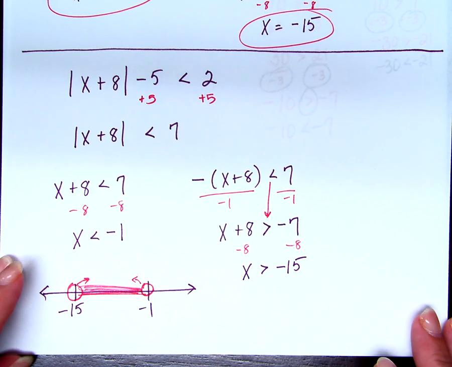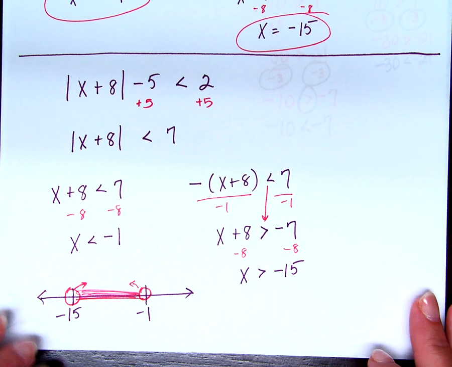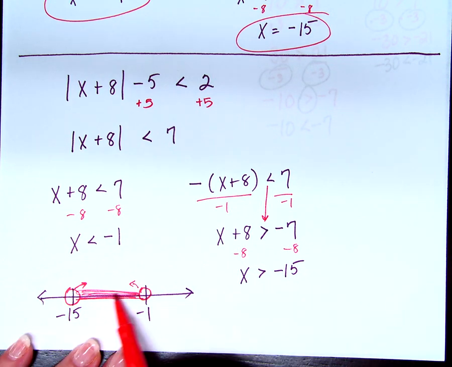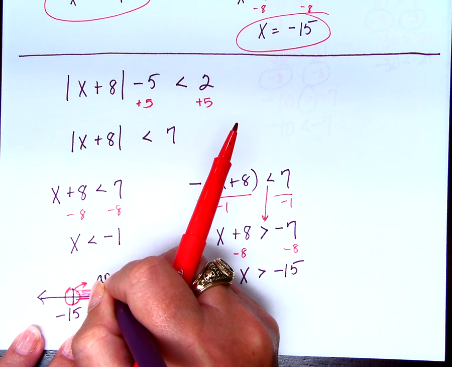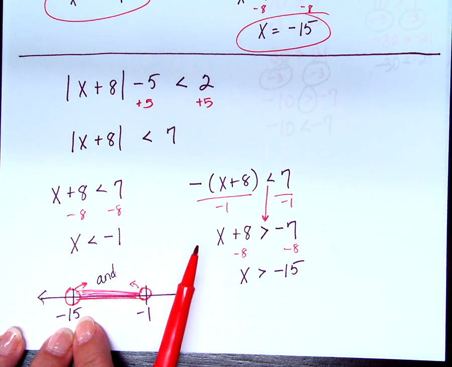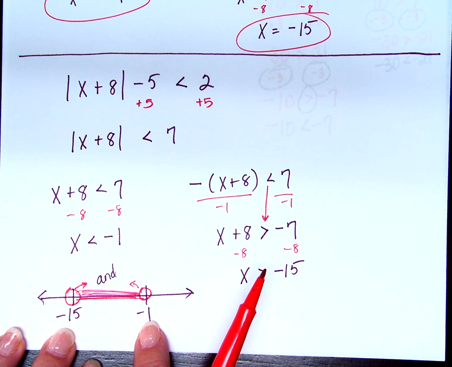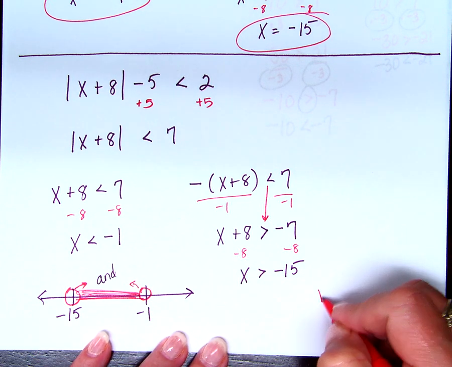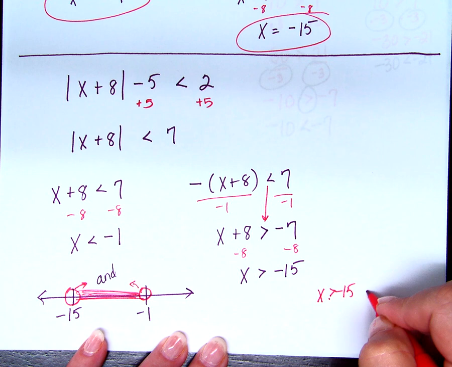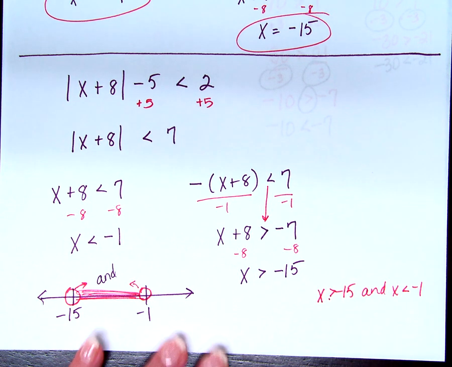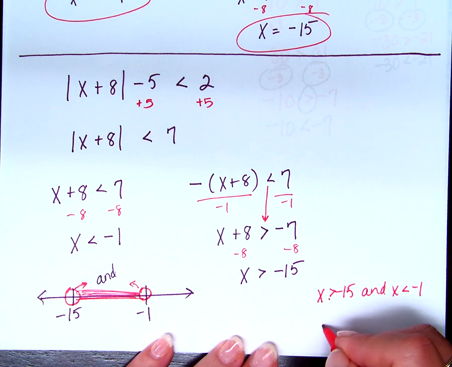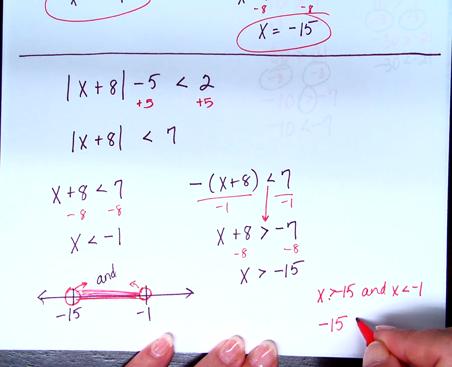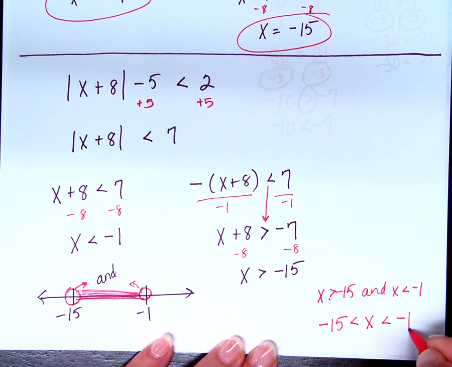Now we have 2 ways to write the answer. One way that I prefer, but I'm going to show you both ways. Is that fair? This is called an AND statement, because it's greater than negative 15 and less than negative 1. So you could write it this way: X is greater than negative 15 and X is less than negative 1. The preferred way that I would like you to do it is negative 15 is less than X is less than negative 1.